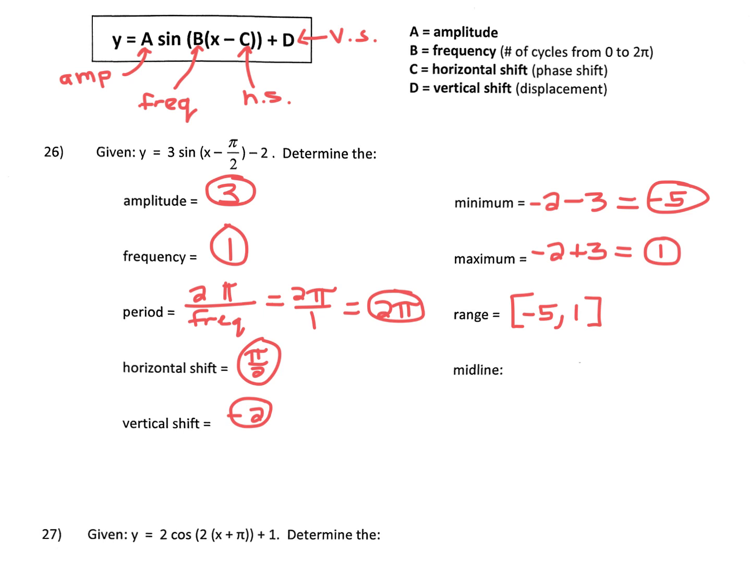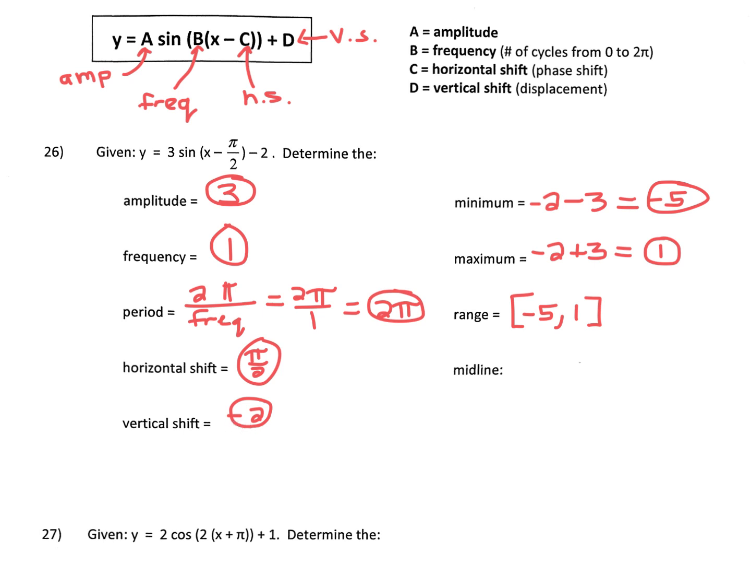All right, the midline, what that means is the midline is just the middle height of your graph. So if you think about the middle height of your graph, that's going to be midway between your minimum and your maximum. Then midway between your minimum and your maximum is always where your vertical shift is, at -2 in this case. So let me just give you the formula.